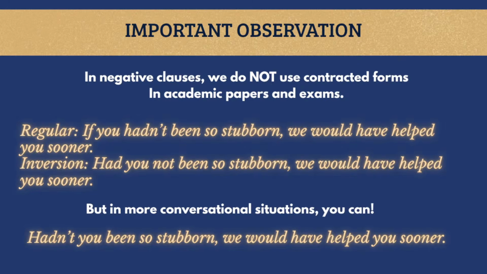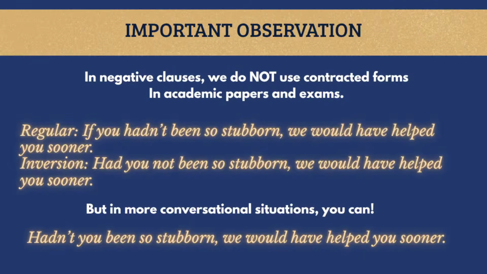inversion with had, for example, you don't contract. Hadn't, if it's a negative phrase. If you hadn't been so stubborn, we would have helped you sooner. Had you not been so stubborn, we would have helped you sooner. In conversations, I can, if it's something lighter, like just a discussion. Hey, hadn't you been so stubborn, we would have helped you sooner. So for conversational situations, you can contract the negative of had not, hadn't.